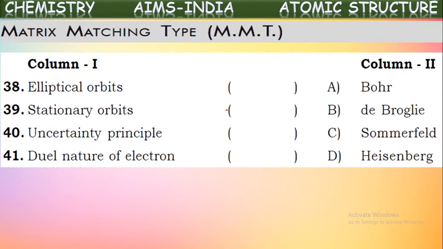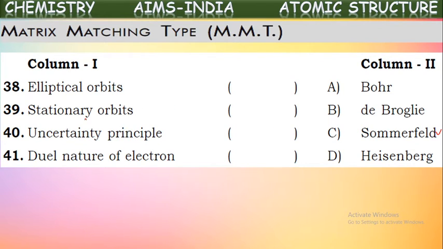Matrix matching type question. Here they make two columns. We have to match the one in the column one with column two options. So here we may get one or more than one correct matchings. So observe carefully and match them. See, elliptical orbits. They have given some concepts and their discoverers, proposers. See, elliptical orbits concept was proposed by Sommerfeld. Sommerfeld proposed it. So elliptical orbits.